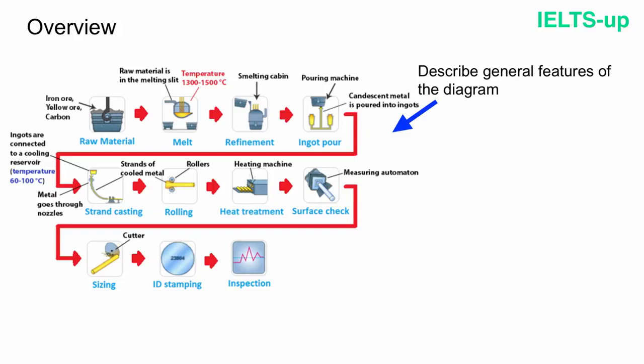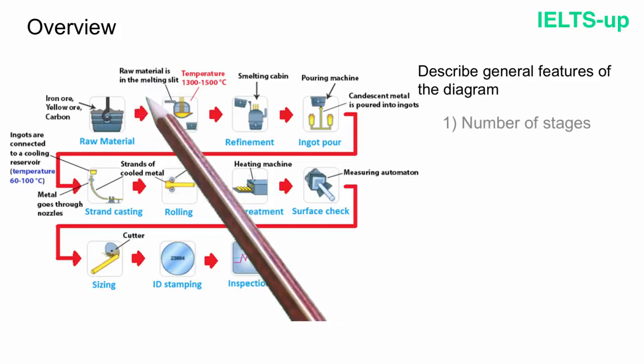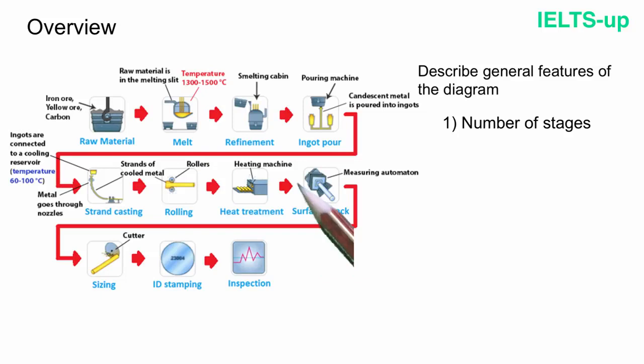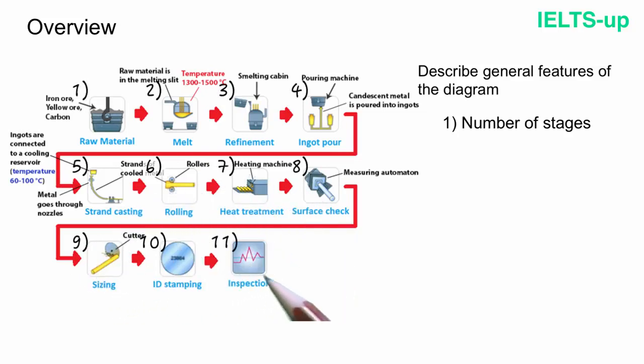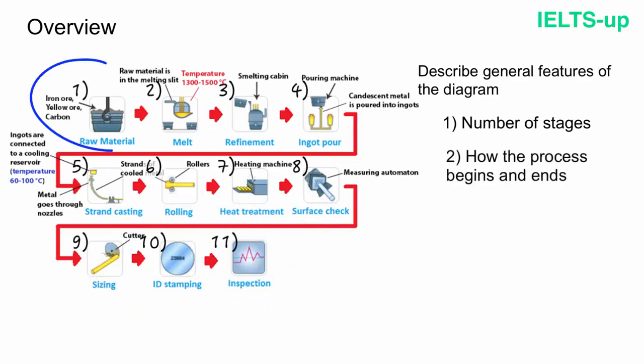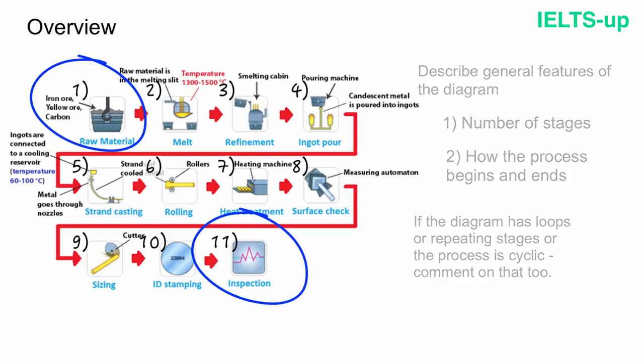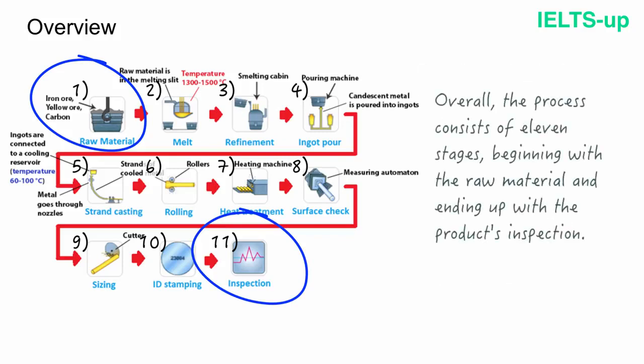That's why, while giving the overview of your diagram, you should write, first of all, the number of stages. As you can see in this process we have 11 stages, and how the process begins and ends. If the diagram has loops or repeated stages, or the process is cyclic, you may also want to comment on that. In our case, the general overview looks like this.